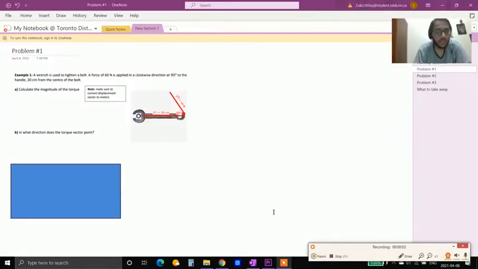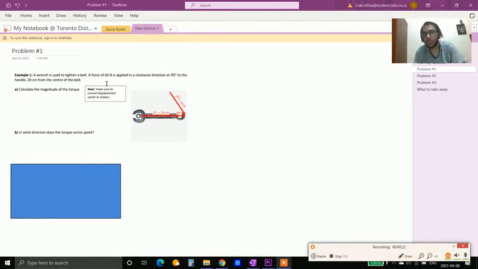Alright guys, so let's take a look at this classic problem. So we have a wrench here being used to tighten a bolt. A force of 60 newtons is applied in a clockwise direction at 80 degrees to the handle, 20 centimeters from the center of the bolt. We are asked to calculate the magnitude of the torque, and in what direction does the torque vector point.